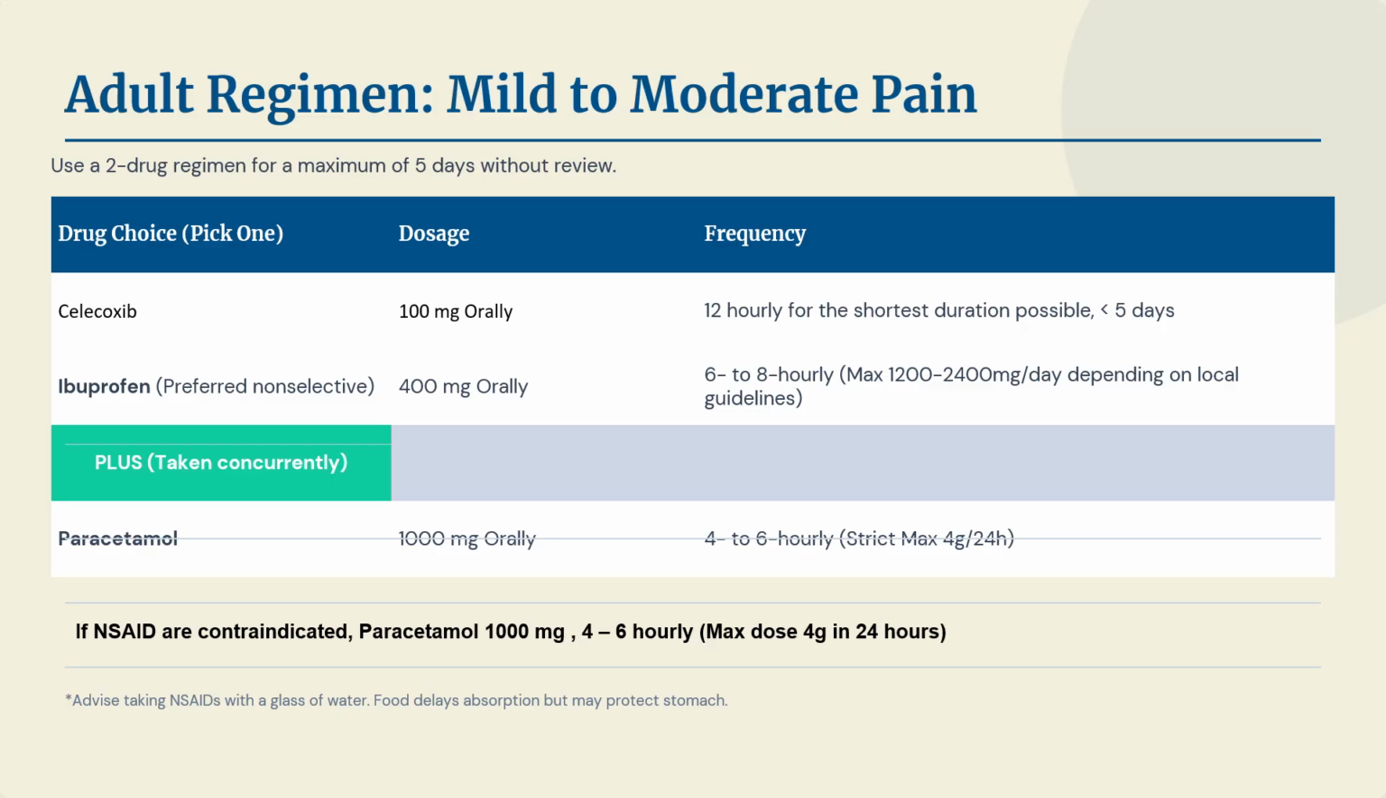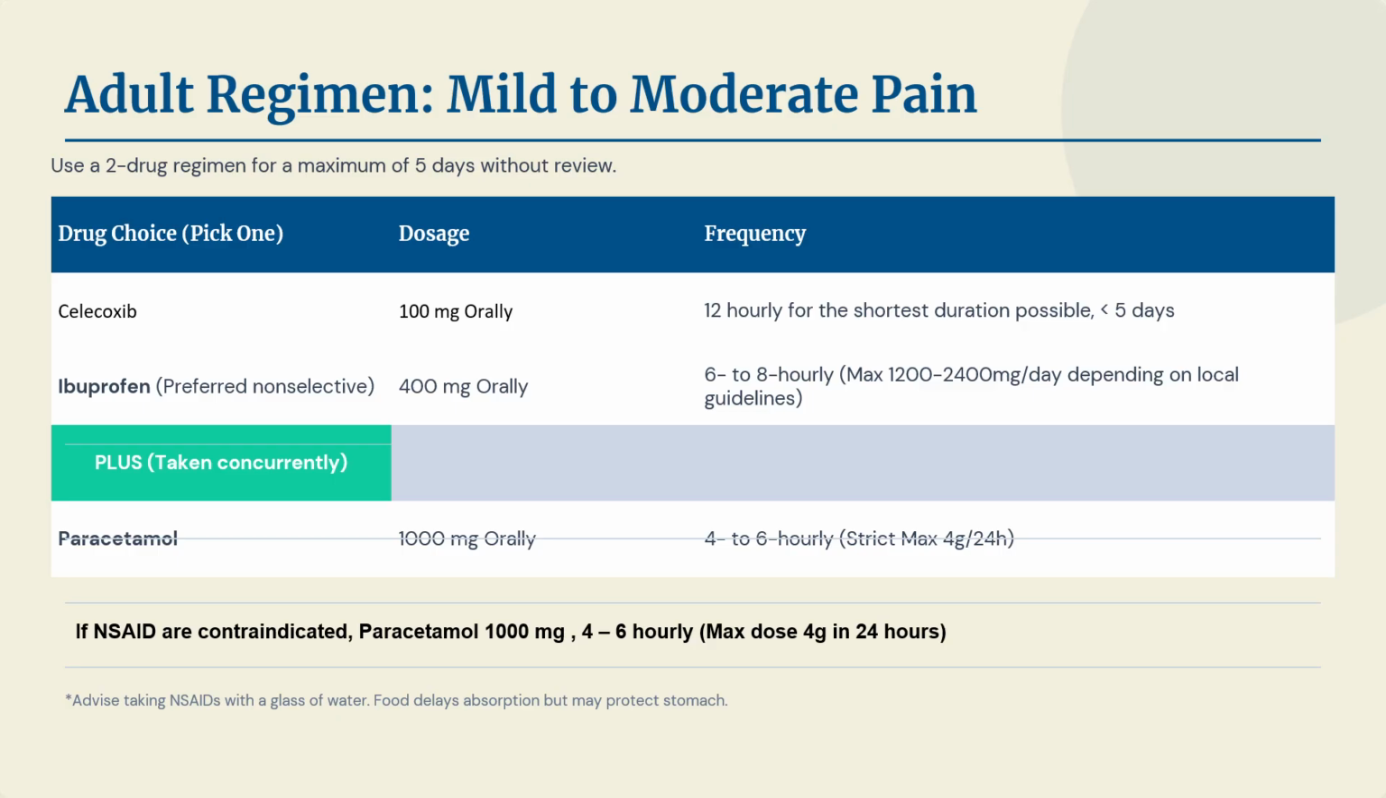The second one is a combination of ibuprofen and paracetamol. Now, ibuprofen's normal dosage is 400 milligrams. We can give it 6 to 8 hourly, and the maximum dose is 1200 to 2400 milligrams. That means 3 to 6 tablets of ibuprofen. That's the max.